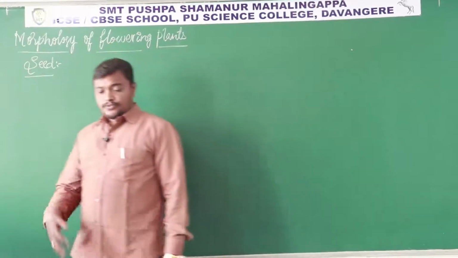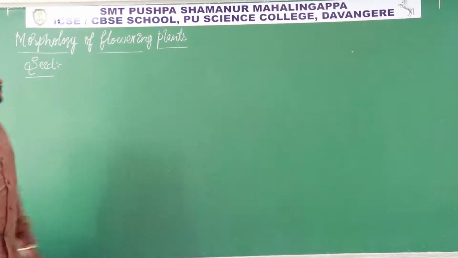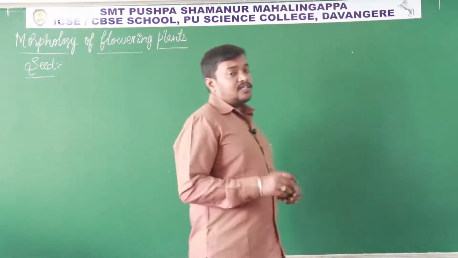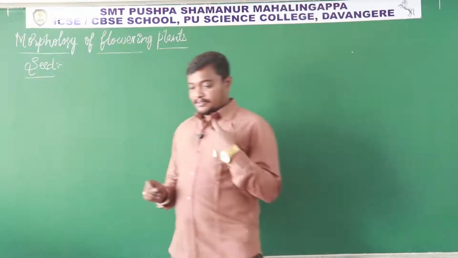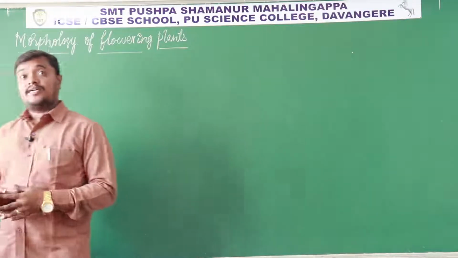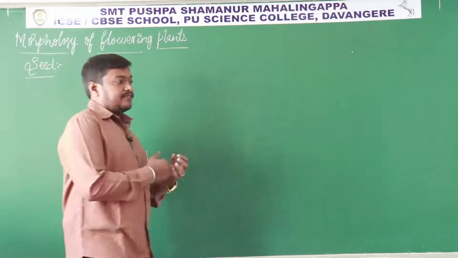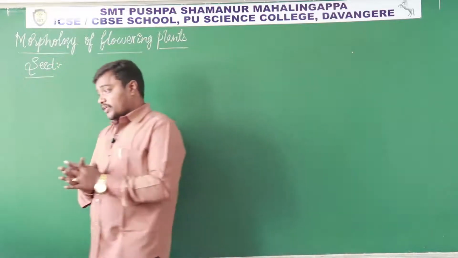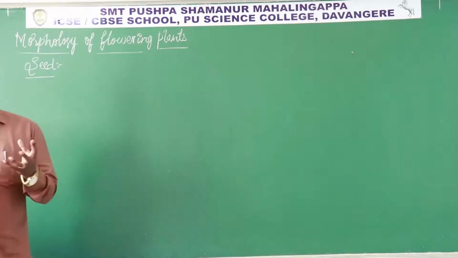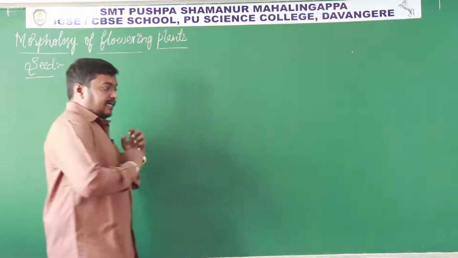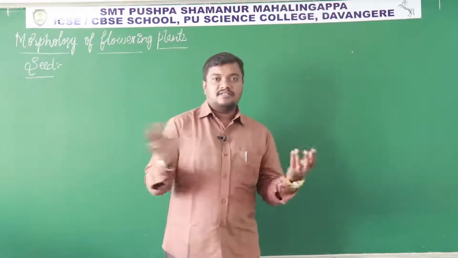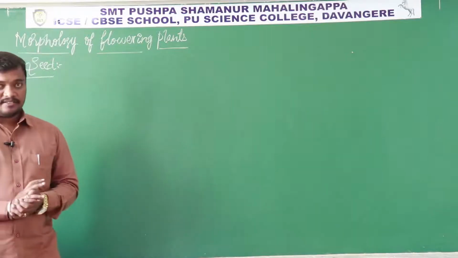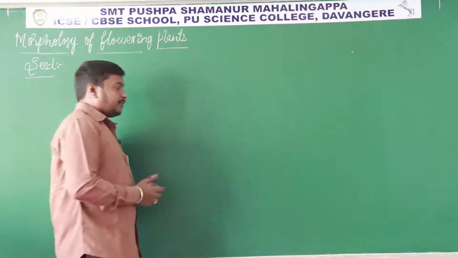Hi everybody. So in the previous class of this morphology of flowering plants, we discussed the fruit. Fruit is the matured ovary. After fertilization and the development of a seed, the ovary is going to develop into a fruit. That fruit encloses the seed and helps in dispersal of the seed to different areas. That's why it helps in propagation of the plants into new areas.